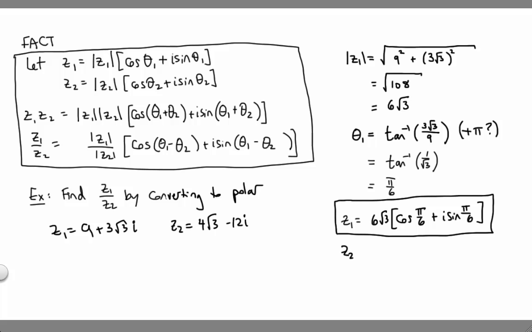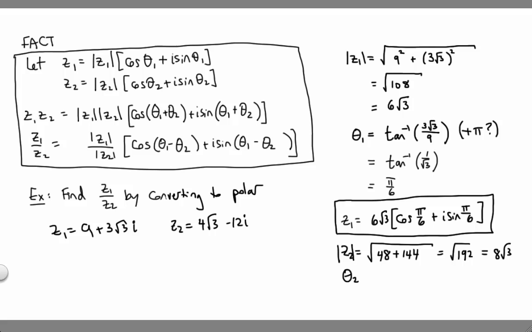So length of z2, if we did that a little bit faster, let's talk about the length first. It's going to be the square root of a squared plus b squared. So if you square the 4 root 3, that's 48, plus the square of the imaginary coefficient, and that gives you root 192. You can leave it like that or call it 8 root 3, whatever you prefer. I just like to keep the numbers small.